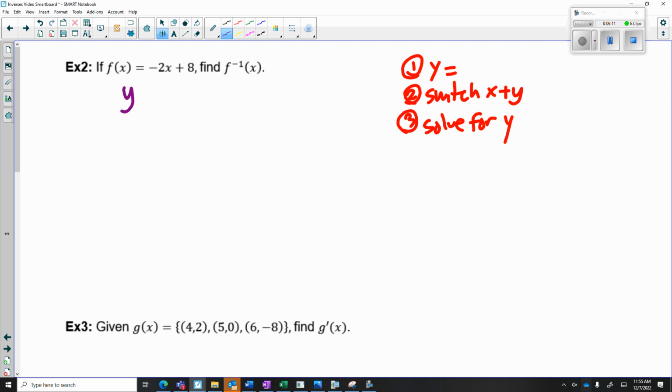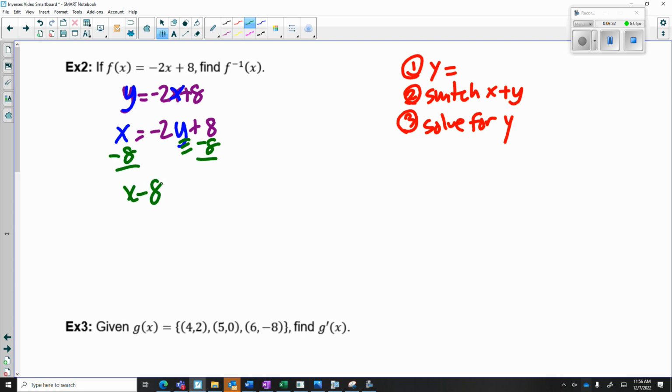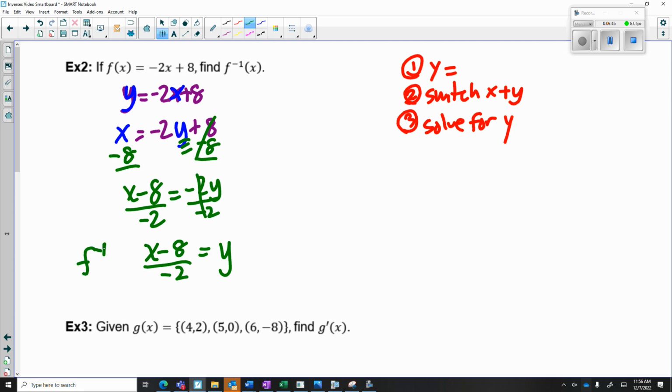Okay, so you should have written y equals negative 2x plus 8. Now you're going to switch x and y. So you're going to write x equals negative 2y plus 8. So there's your switcheroo. Notice you're just switching x and y. Now we're going to solve for y. So here's y. I'm going to subtract 8. So I get x minus 8 equals negative 2y. Divide by negative 2. And thus my answer is x minus 8 over negative 2. And again, you could call this f inverse, which is f negative 1 of x. All right, so that's the answer.